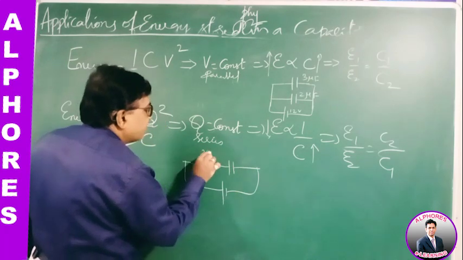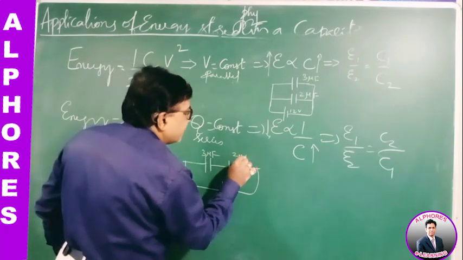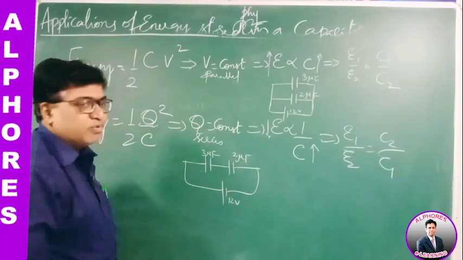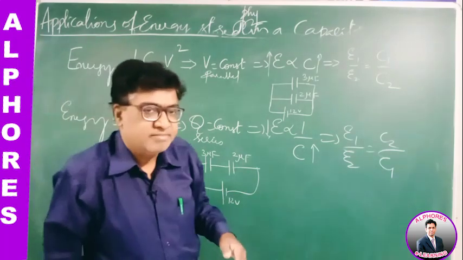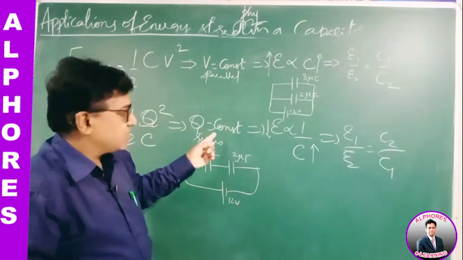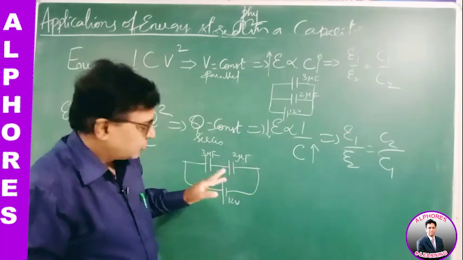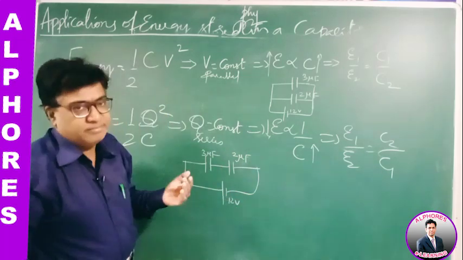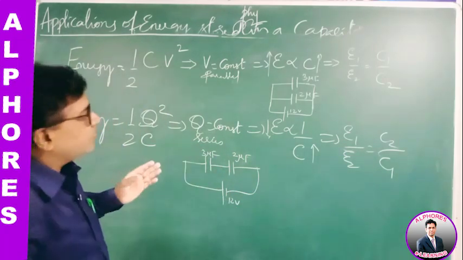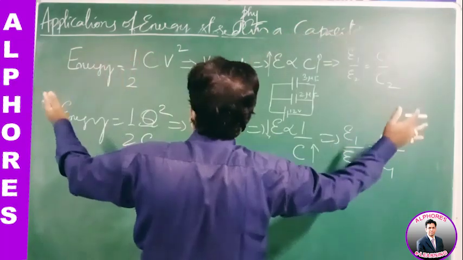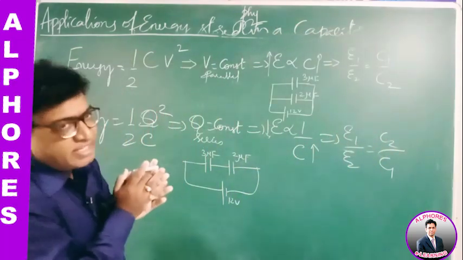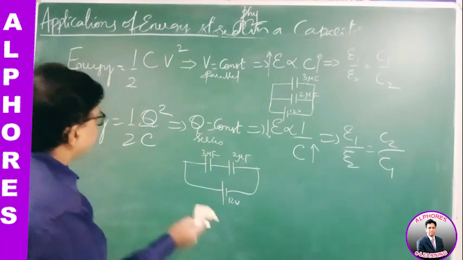Same diagram, same capacitors, connected like this: 3 microfarads and 2 microfarads connected to the same 12-volt battery, but in series. In series, charge is constant. Inverse, so the energy will be 2:3. So this way we compare the energy and capacity relation, right?